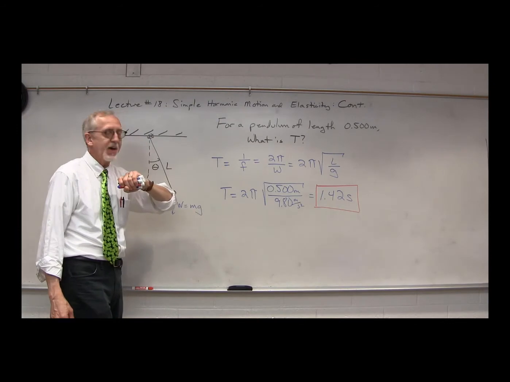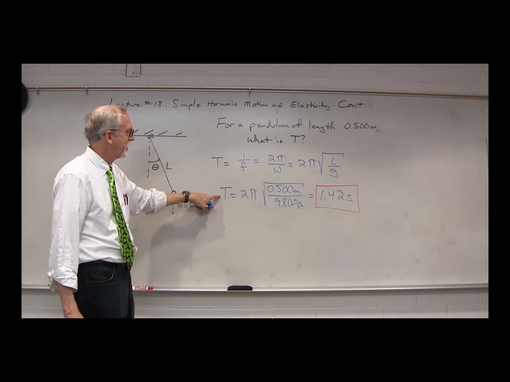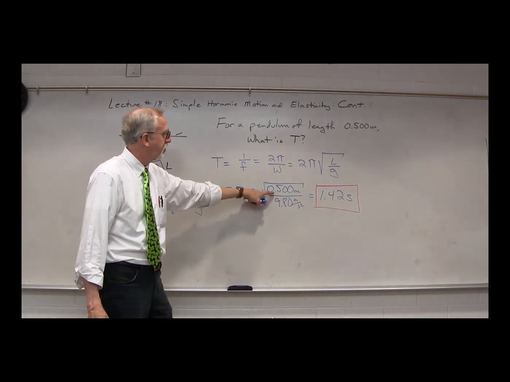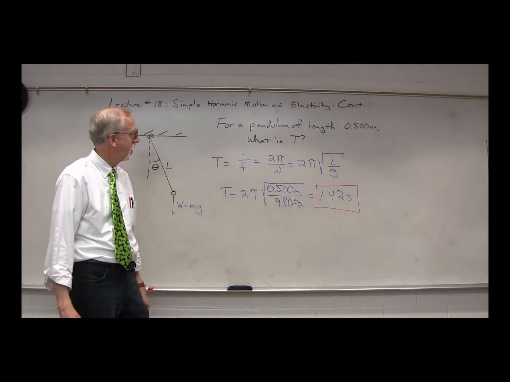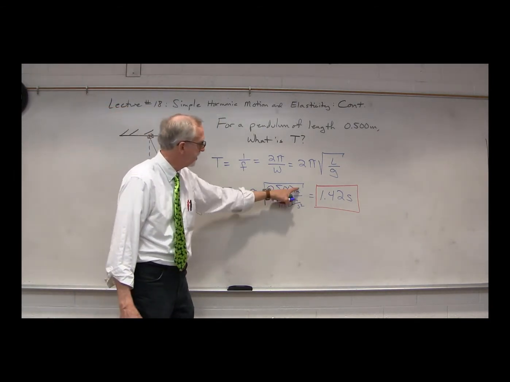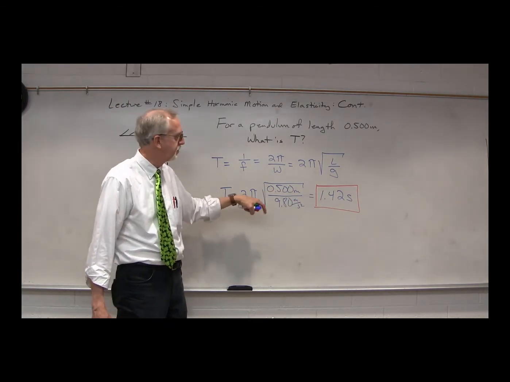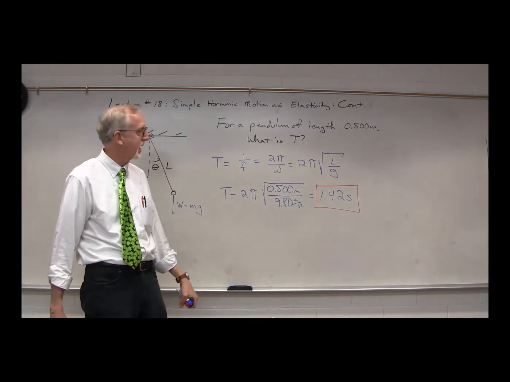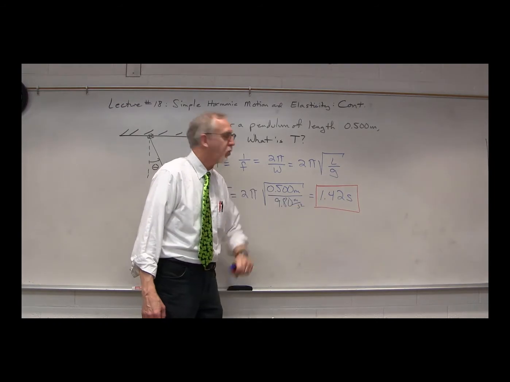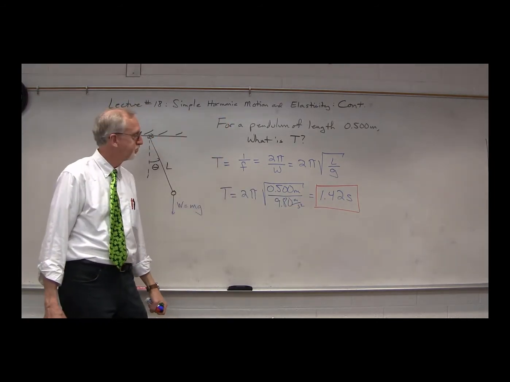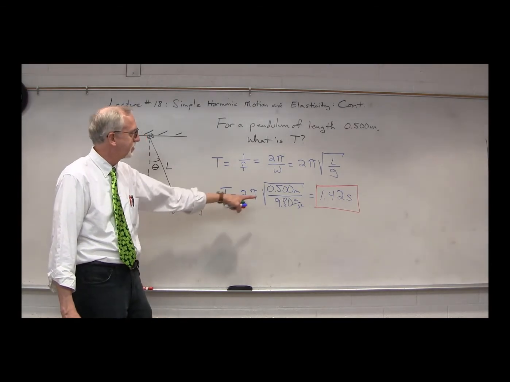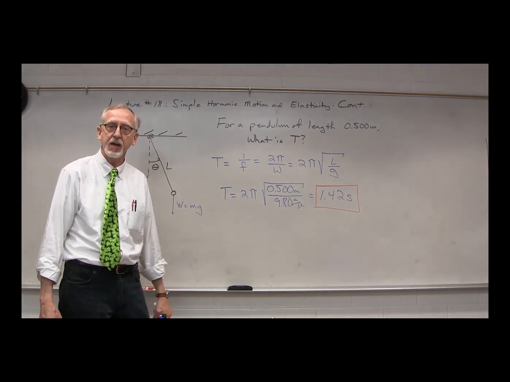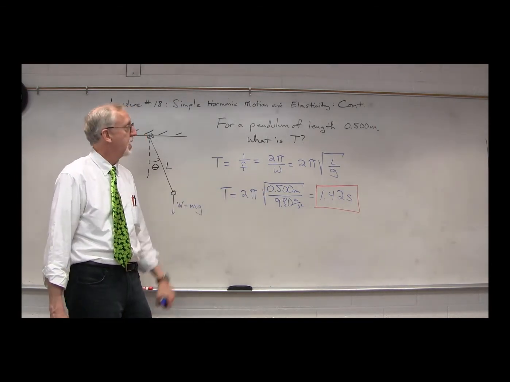Well, for a length L of 0.5 meters, we have T as 2 pi root 0.500 meters over 9.80 meters per second squared. Multiply that out, the meters cancel, seconds squared comes up to the top, the square root of seconds squared is seconds. We end up with 1.42 seconds. Well, let's actually try that. Let's do a little experiment and see if we actually get a period of 1.42 seconds for a pendulum of length half a meter.